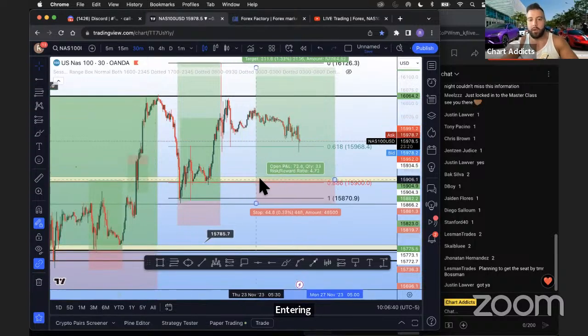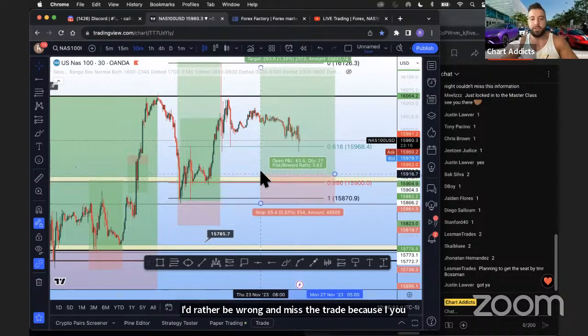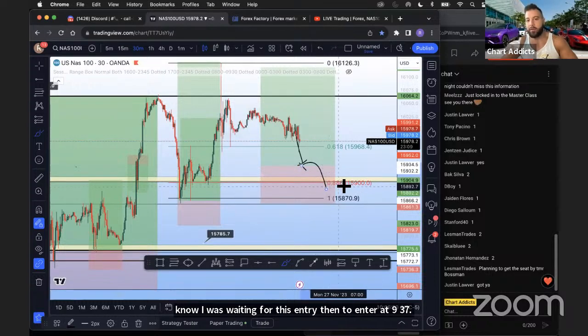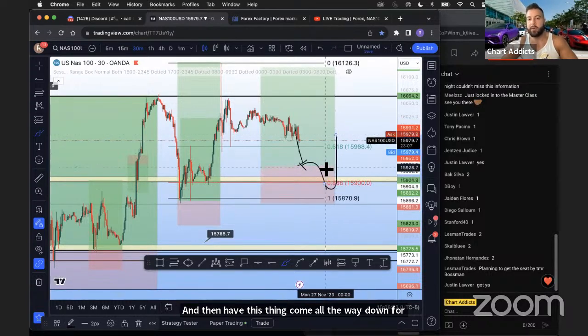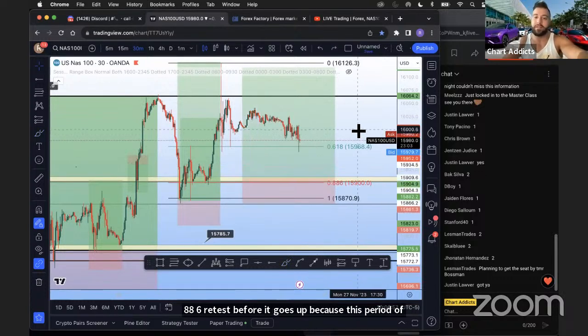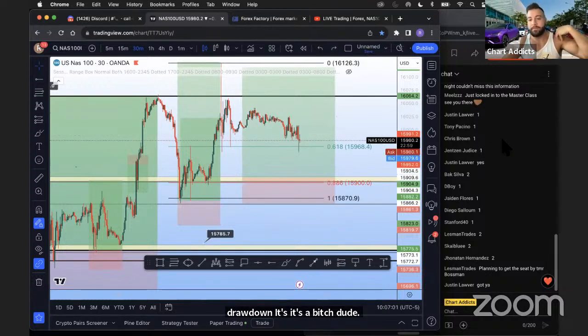I'd rather be wrong and miss the trade because I was waiting for this entry than to enter at 937 and then have this thing come all the way down for the 88.6 retest before it goes up. Because this period of drawdown, it's a bitch, dude. It's not fun. The thing lasts forever. I hope that makes sense.